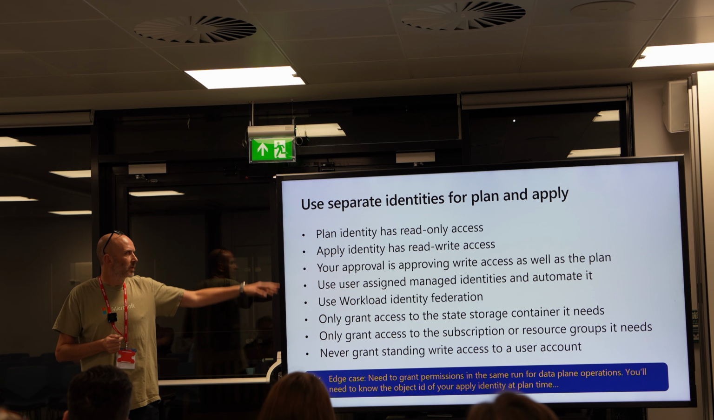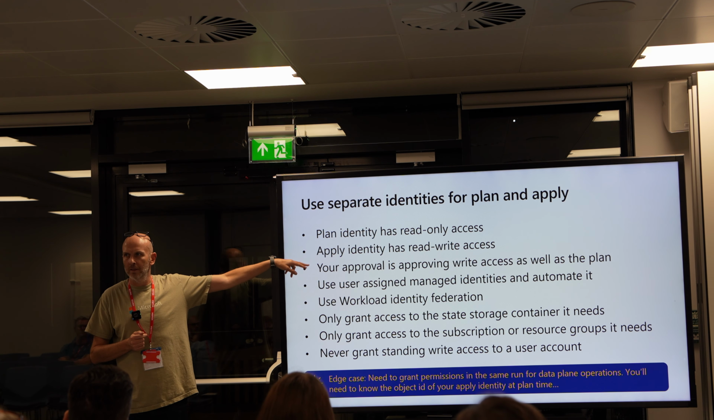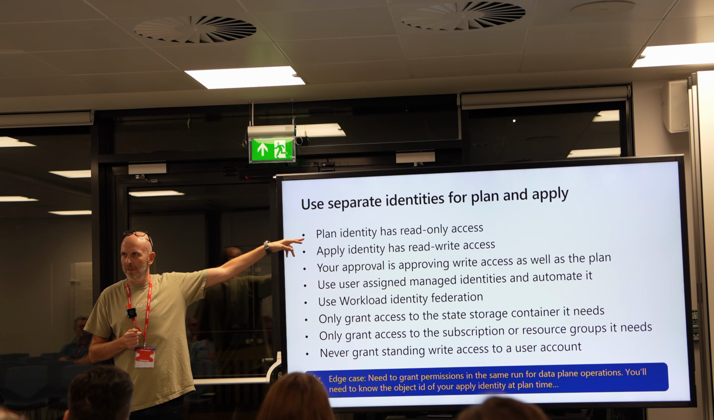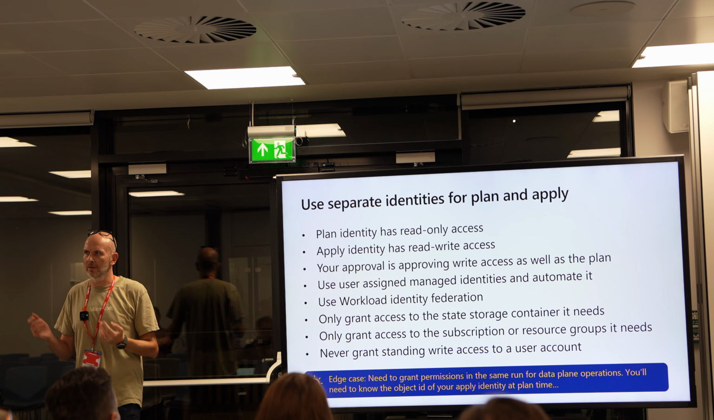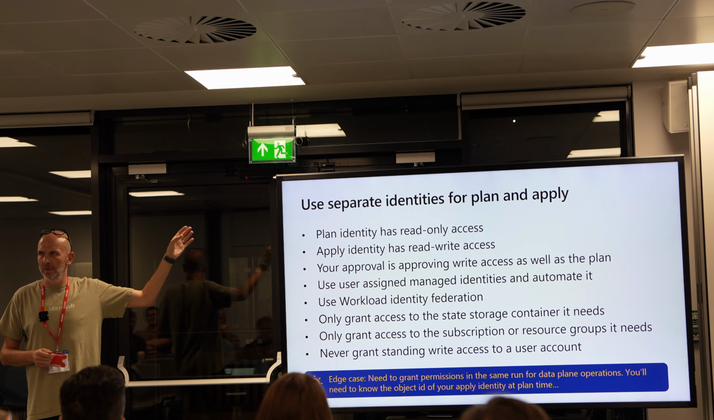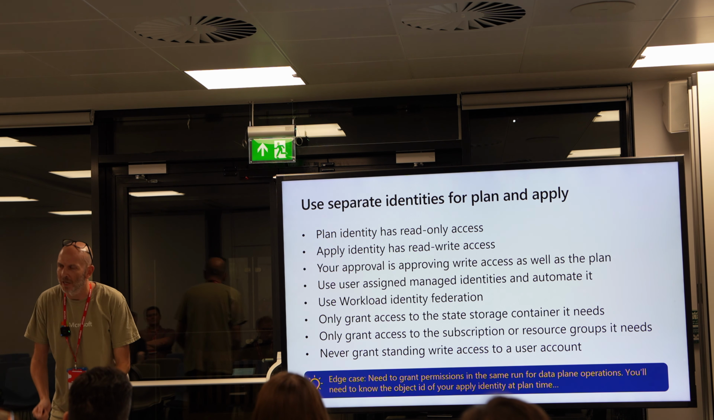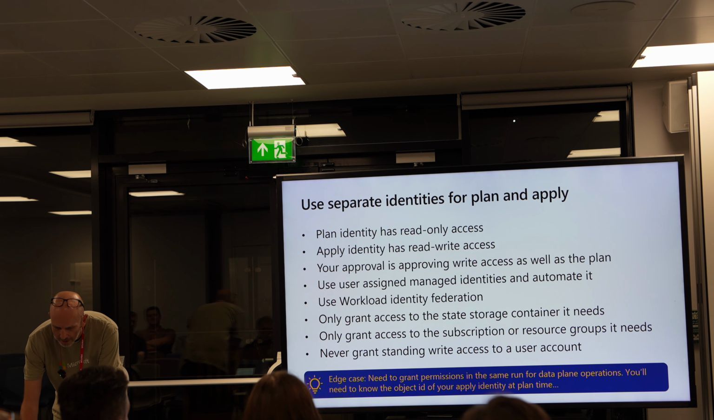The problem with that is if you're using one identity for plan and a different one for apply, it's going to try to grant the access to the plan, and then your apply one's not actually going to get the access. So obviously you can just feed in the ID of the apply one instead, but it's just a bit of an edge case to be aware of.